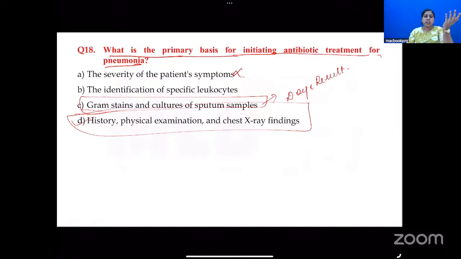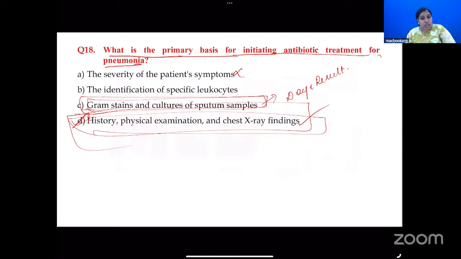But primarily, with history, physical examination, and chest X-ray findings, if the patient is diagnosed as pneumonia, we have to start the antibiotic therapy. Because otherwise this is going to worsen the symptoms. If you wait for gram stain and culture of the sputum sample, it is going to take days and the treatment is going to be delayed. It is a very silly question, and you make silly mistakes.